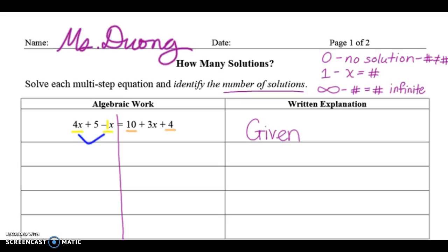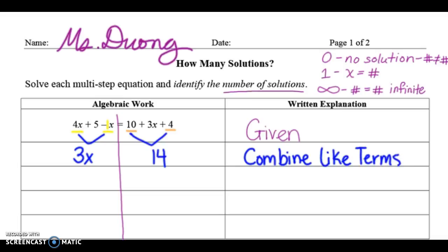You guessed it, like terms. 10 and 4 are also like terms because they lie on the same side of the equation and they have no variable. They are numbers that can be combined. 10 and 4 makes 14, while 4x take away 1x equals 3x. You can abbreviate combined like terms with the acronym CLT, not a BLT.